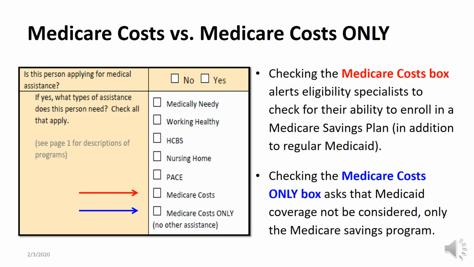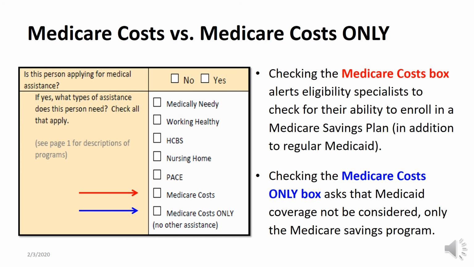So on the application, on page 3, it asks you, is this person applying for medical assistance? You'll want to check the Medicaid program you're applying for, and then if you have Medicare, you also want to check the Medicare cost program. Checking the Medicare cost box alerts eligibility specialists to check for your ability to enroll in the Medicare Savings Program in addition to the regular Medicaid program.